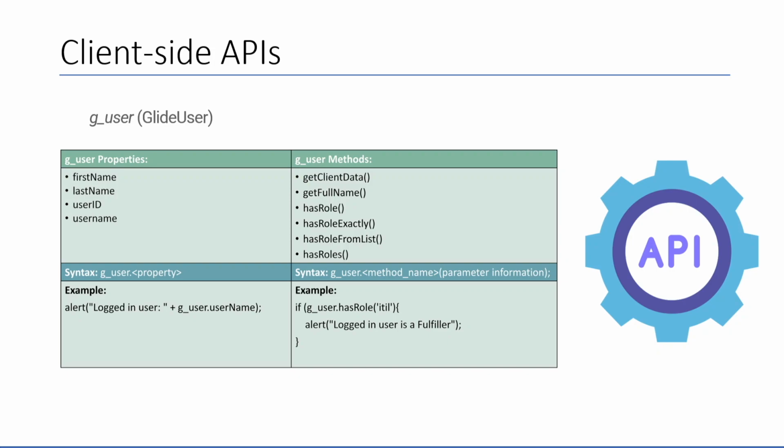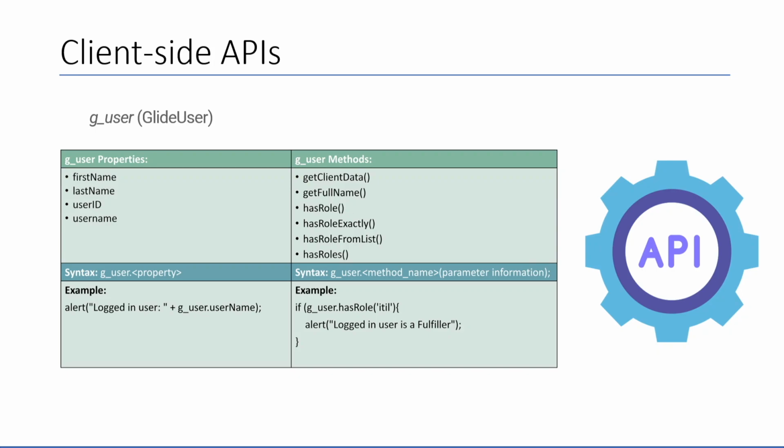In order to use a property, we would need to type just g_user, then a dot, and the name of the property. So in the case of this example, g_user.userName. And when it comes to the methods, it is as usual, we would need to type g_user dot the name of the function. In that case, it's hasRole. And later it depends what arguments the method will accept. In the case of the hasRole method, it would be the name of the role.